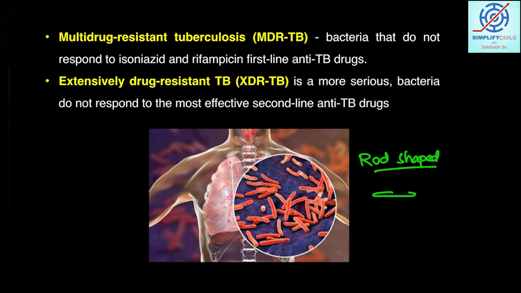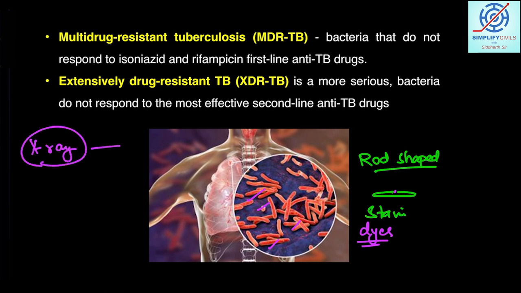So this is the bacteria, and we stain it. This is the rod-shaped bacteria. We stain it with the dyes, and henceforth in the microscope you can see such rod-shaped pink color bacteria. Okay, and then they are definitely aggregated in the lungs, and X-ray is the best method to identify it.